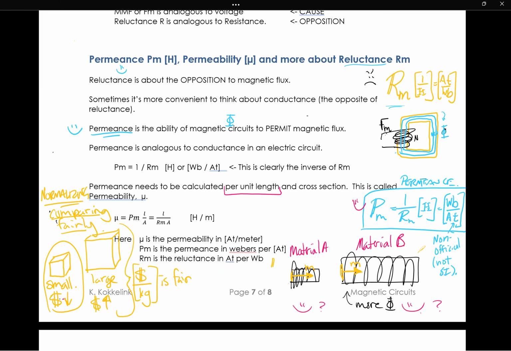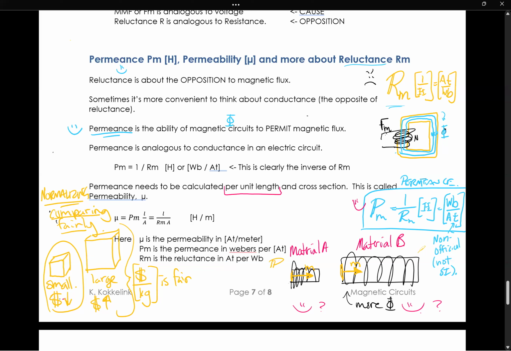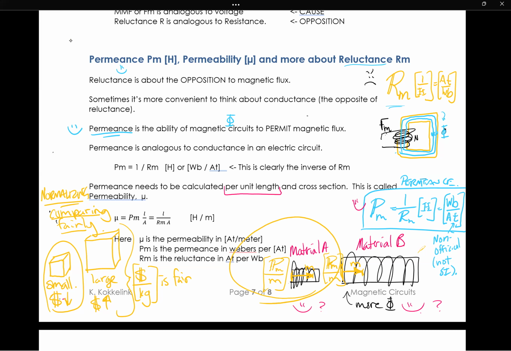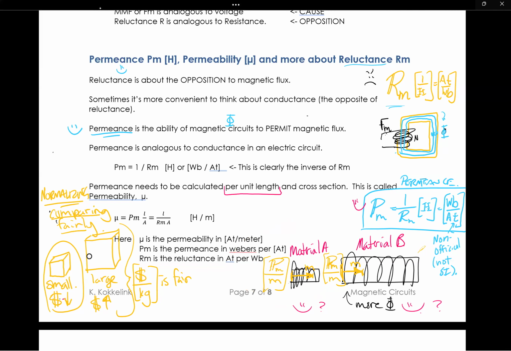And I'm going to say, well, what is the permeance, or inverse of reluctance? What is the permeance per 1 meter, per 1 meter length? Then now it's a fair comparison. Per meter, this one might be massive compared to the other one, even though it was a smaller looking circuit. So that's all we've done here.